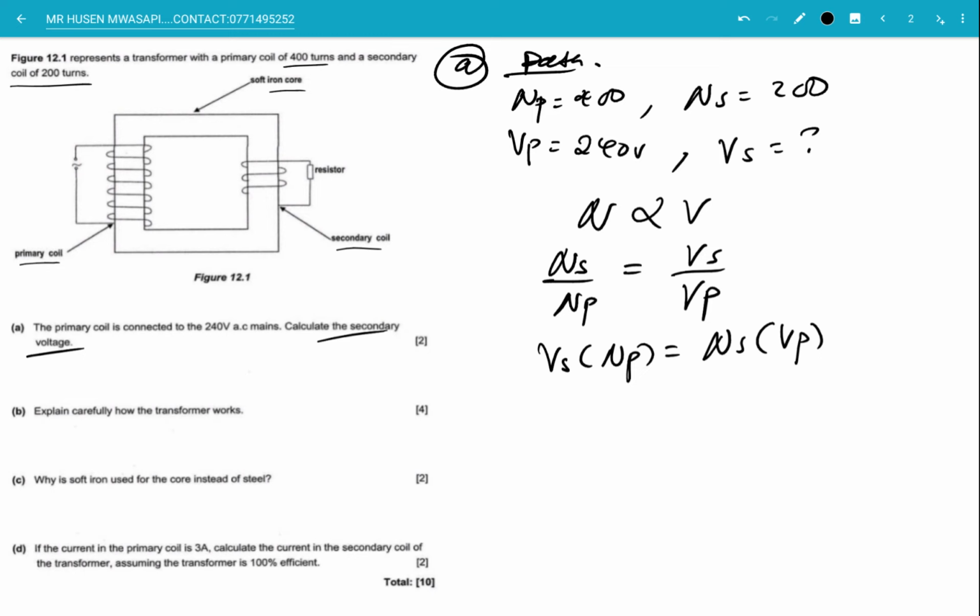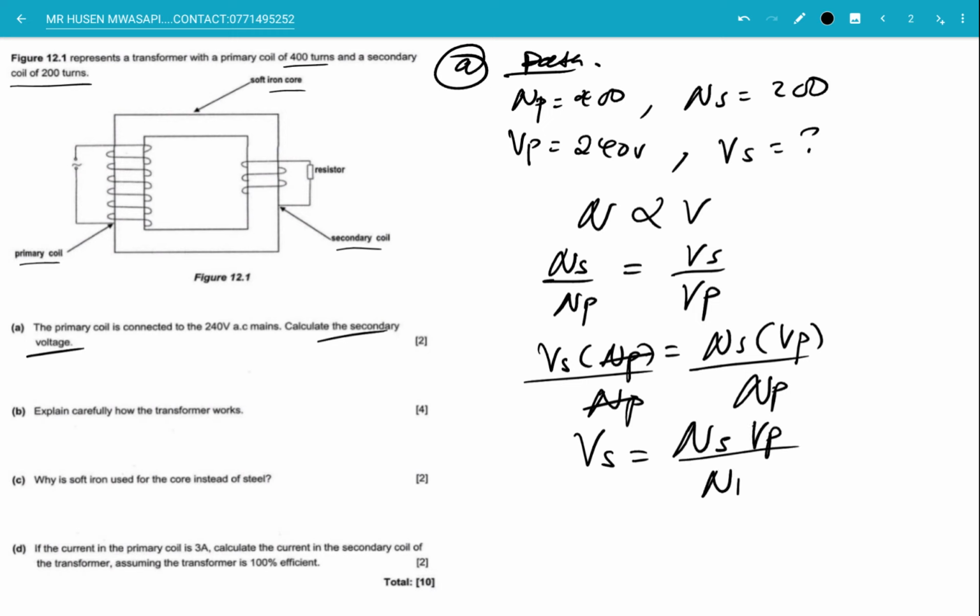Then since I want to make Vs the subject of the formula, I divide both sides by what? Np. Even the other side, Np. That cancels with that. So Vs is equal to Ns times Vp over Np. So the voltage in the secondary will be the number of turns in the secondary, which is 200, as you can see from the data, times the voltage in the primary, which is 240, divided by the number of turns in the primary, which is 400.